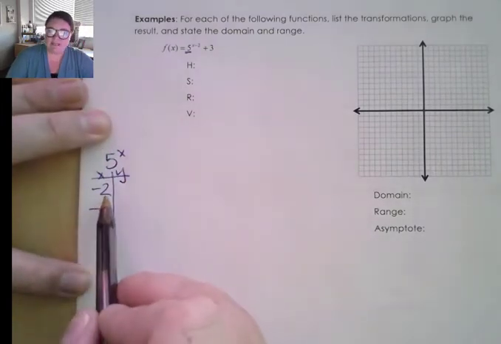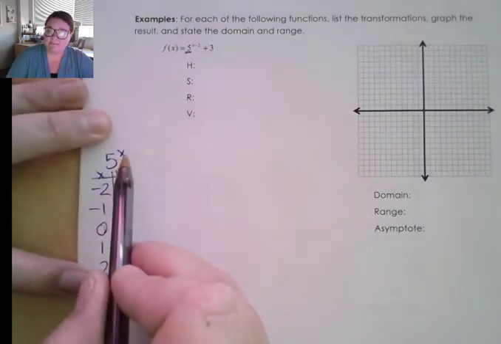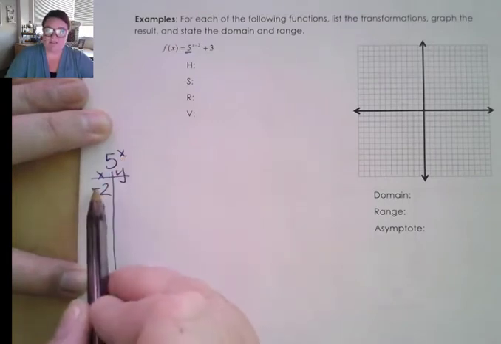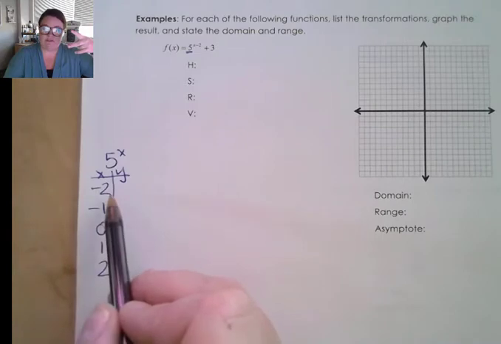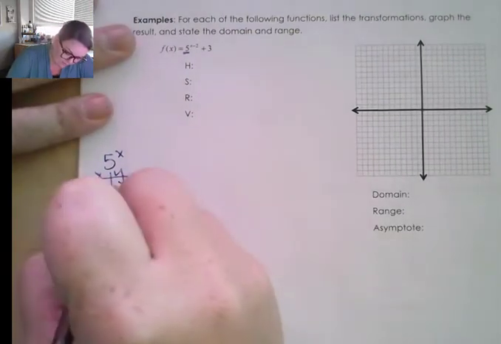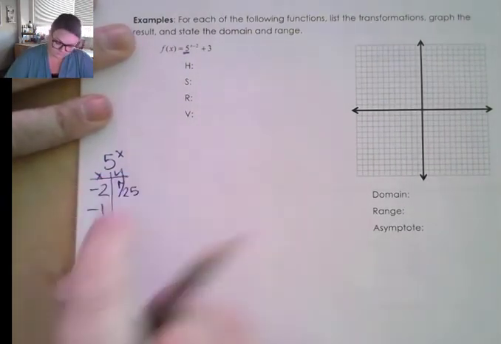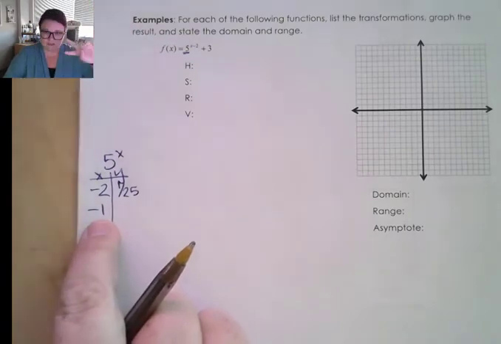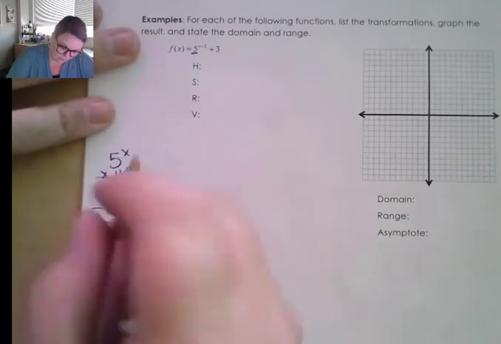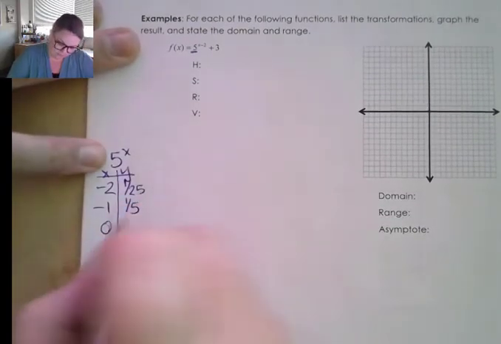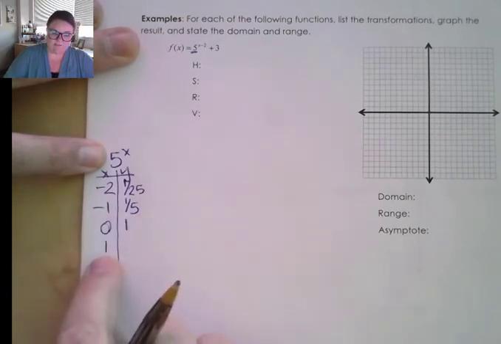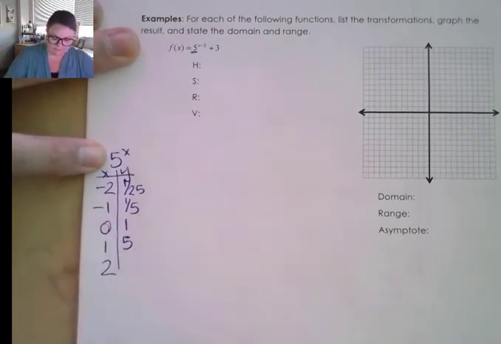So when I plug in -2 into my exponent, the negative tells me I'm going to have to flip it, which will make it 1/5. And then the 2 tells me I'm going to square it, so that will give me 1/25. For -1, the negative flips it, makes it 1/5, and then to the first power is just 1/5. 5 to the 0 is 1. 5 to the first power is 5. And 5 squared is 25.